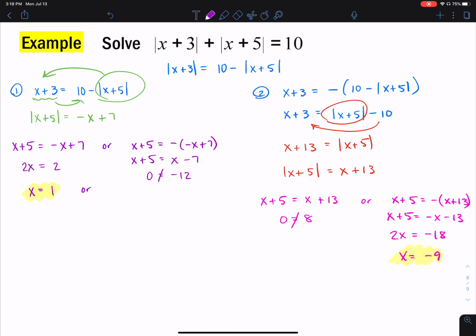So just to be safe, it's always good practice to plug your solutions back in just to verify that they work and that your equation in this case will equal 10. And that's it.